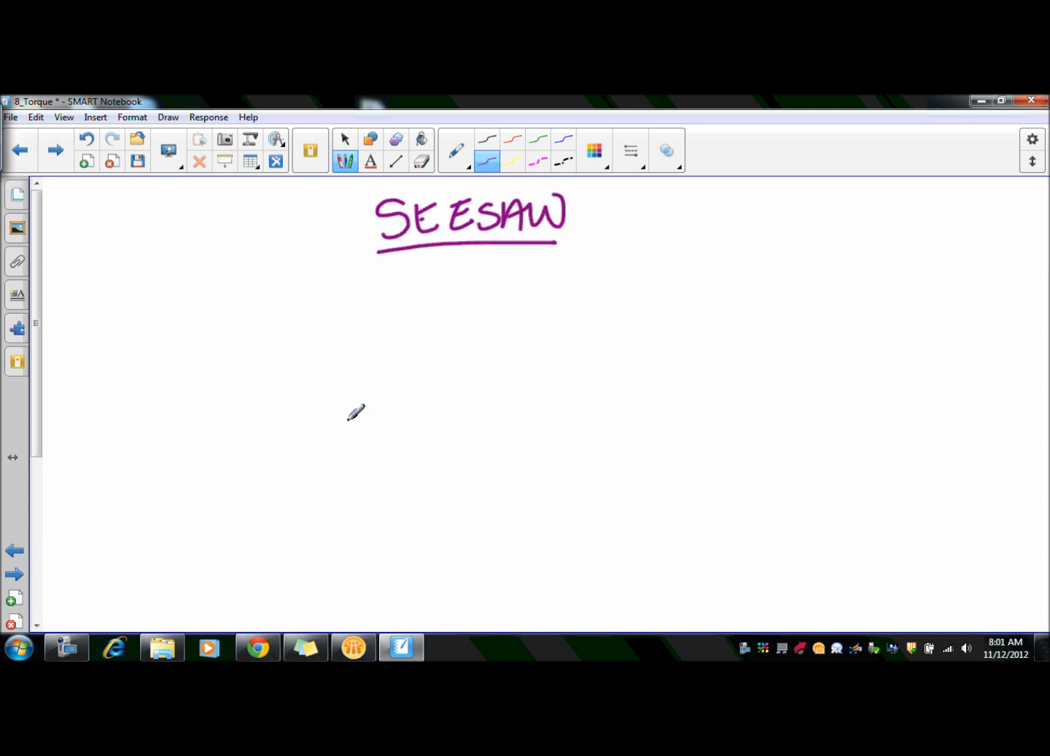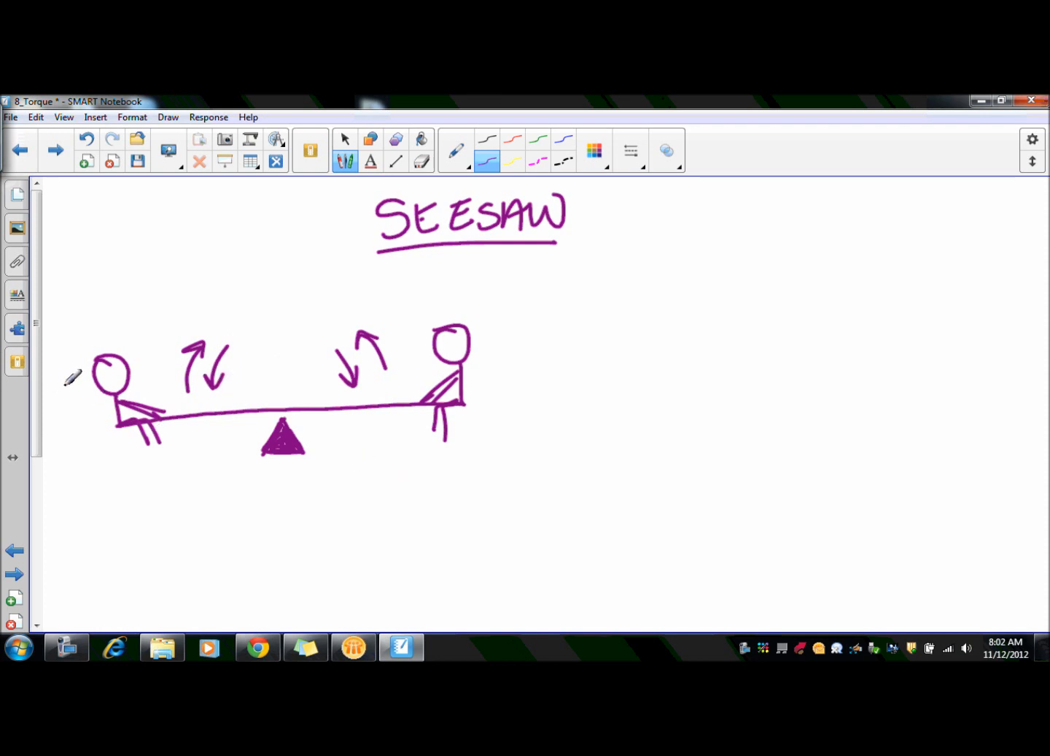So for seesaw examples, this is the classic children's toy out on playgrounds, but they don't really exist anymore, which is kind of sad. You've got this seesaw, and you've got one person sitting over here, and one person sitting over here, and you're going up and down. And so we can see torque here as well. This is the pivot point. This is where the seesaw is attached.